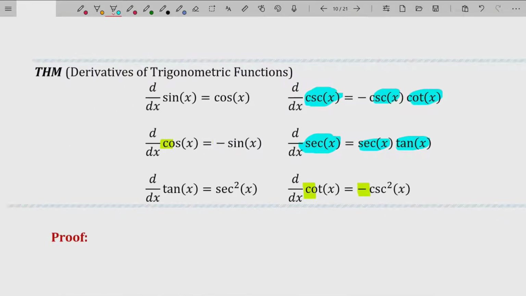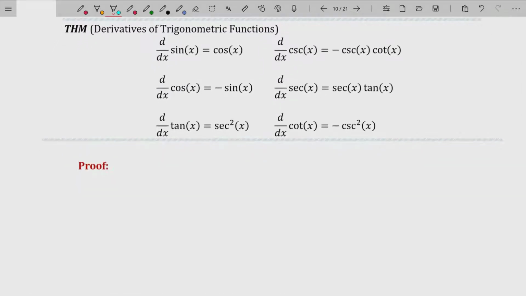These are all memorizable. You should not require a table or a sheet of notes at all, because when you get into Calc 2, these just appear all over the place and you have to be willing to just remember them right then and there. These are memorizable. There's no question about that.